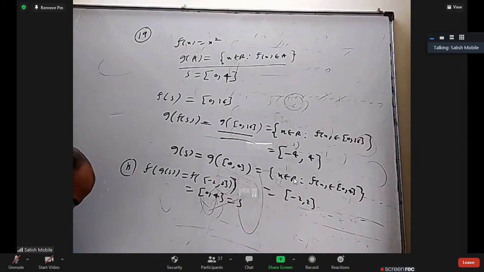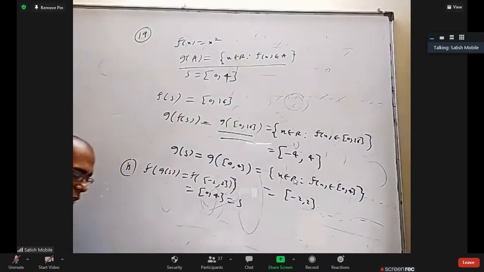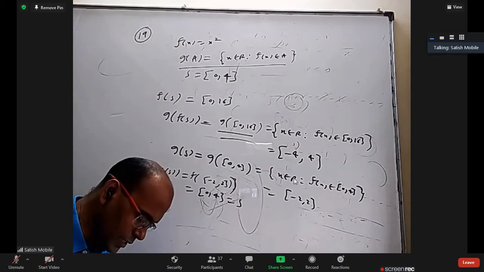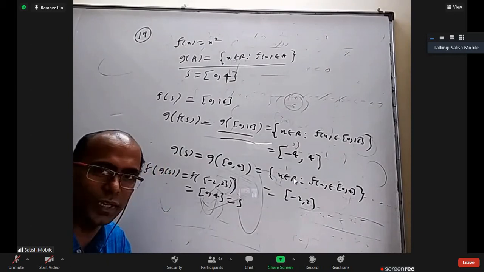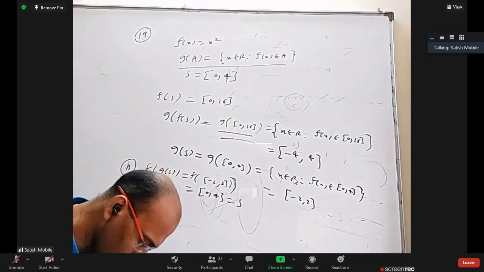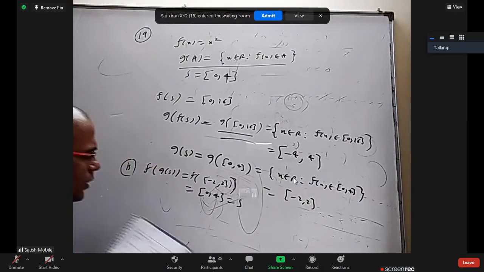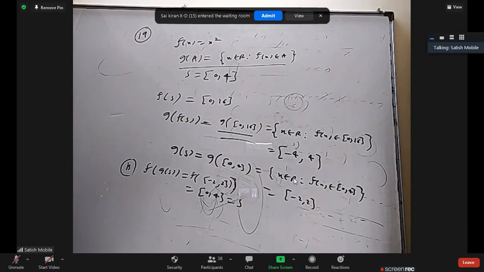If option B is right, option C is wrong. One thing is, there is no point in wasting our time finding A and D. You know why? Either B is correct or C is correct. One of them has to be correct, am I right? No. One is f of g of s, one is g of f of s. Sorry. So even though option B is correct, let us verify the other options.